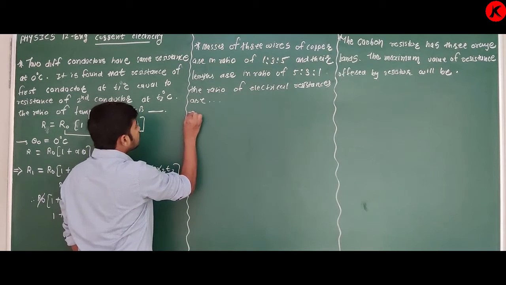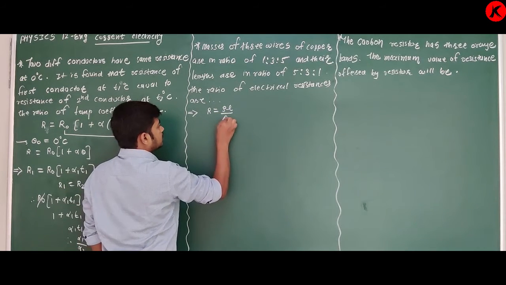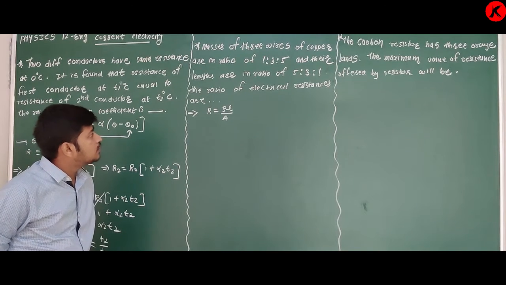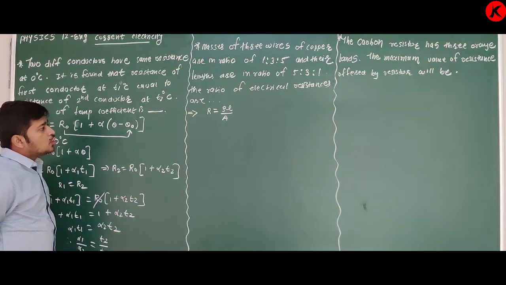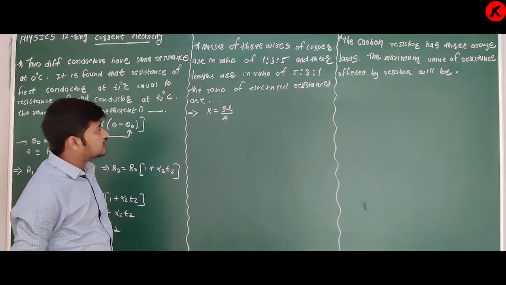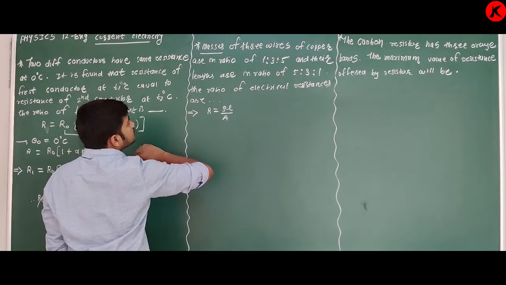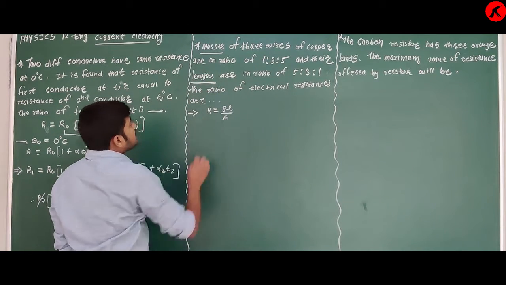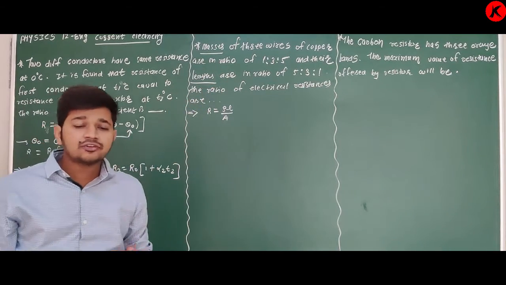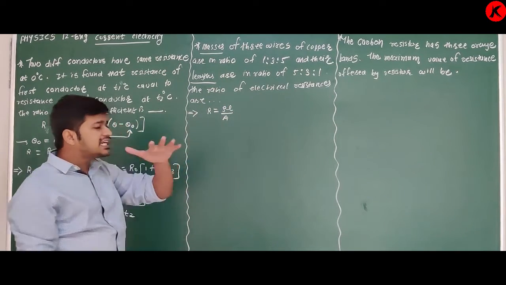First of all, you know the equation of resistance: R is equal to rho L upon A. Here rho is resistivity, L is length, and A is cross-sectional area. Here you are given data with respect to mass and length. For three wires of copper, the resistivity is the same, so constant. You are given data about L, but not about A. You are given data about mass.